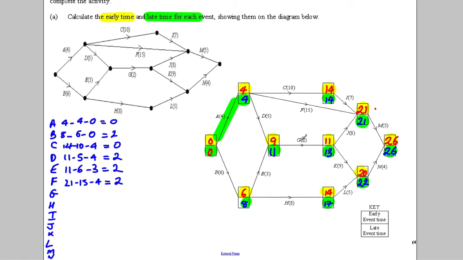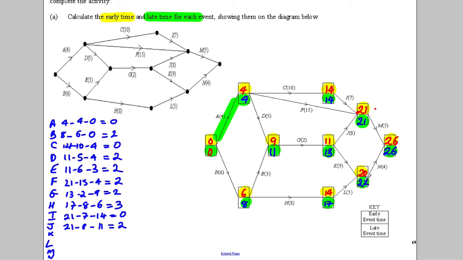G is 13, take away 2, take away 9. So 13, take away 2, take away 9, which again is a float of, sorry, that should have been 2. H is going to be 17, take away 8, take away 6. So 17, take away 8, take away 6 is going to give me a float of 3. I, 21, take away 7, take away 14 is clearly 0. J is 21, take away 8, take away 11. So 21, take away 8, take away 11 is going to be equal to 2.